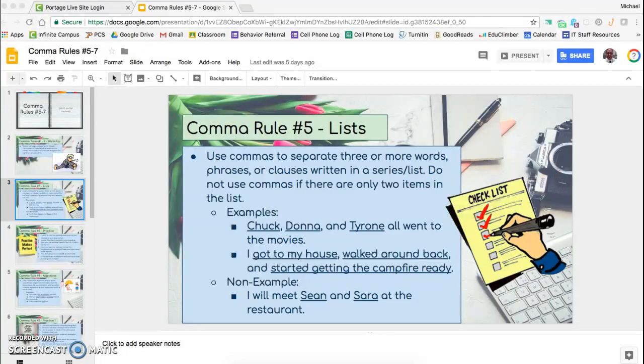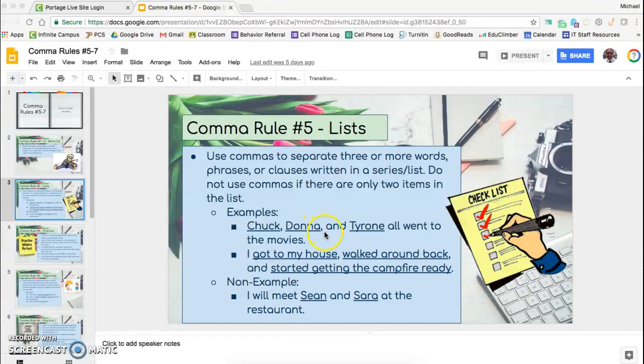So you can see in the first example that we have 1, 2, 3 people, Chuck, Donna, and Tyrone, all on this list together. They're separated with the word and. Since there are 3 people in that list, we put commas between each one. We put commas between Chuck and Donna. Then we put commas between Donna and Tyrone.